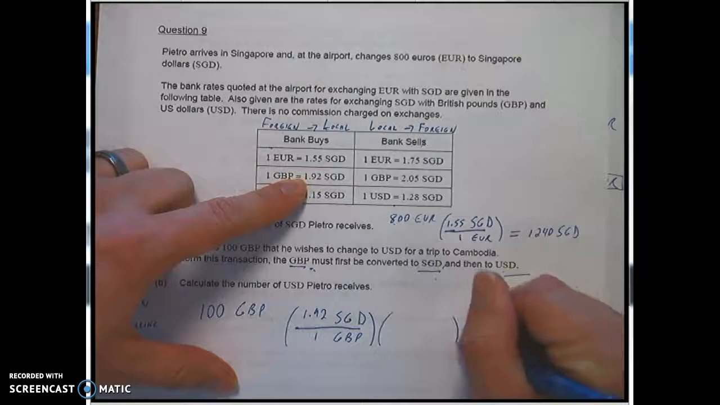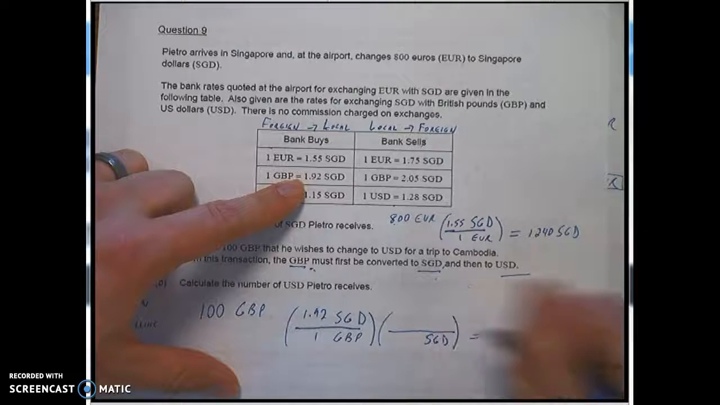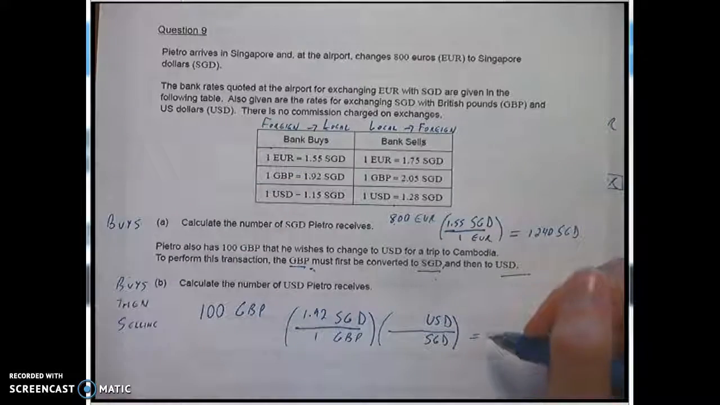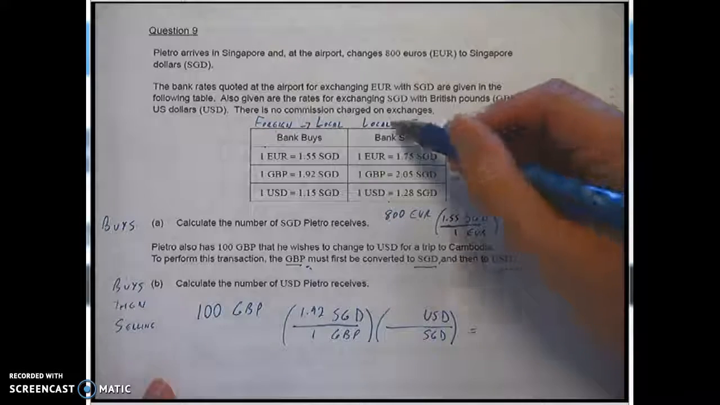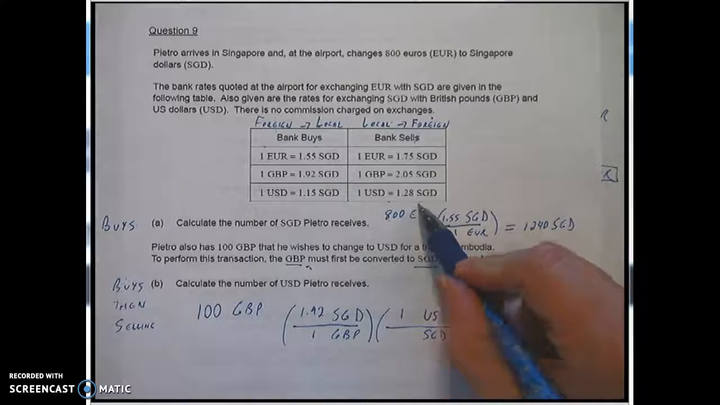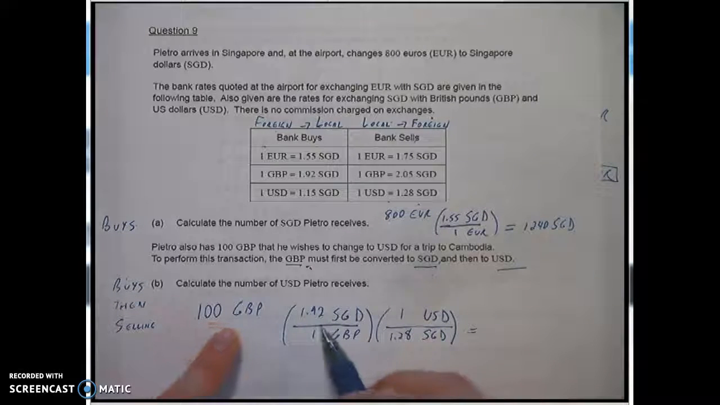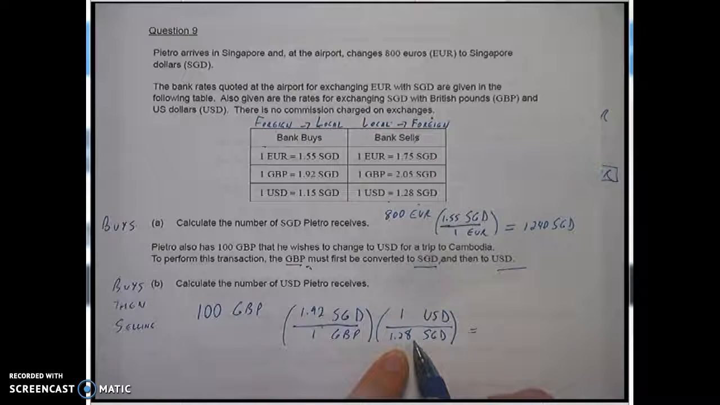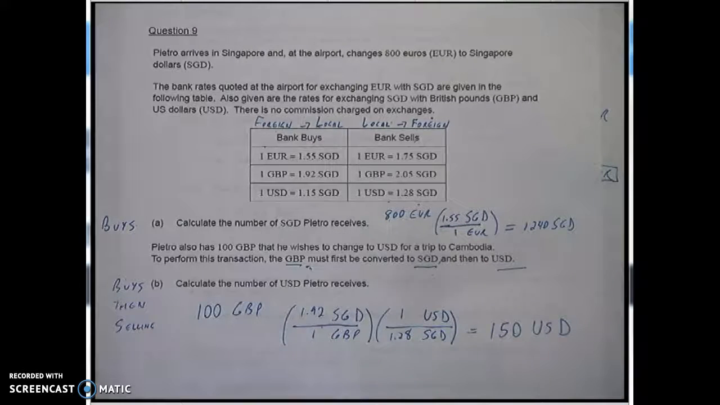Now in the second step, I've already canceled out Great Britain pounds, so I know I'm going to cancel out Singapore dollars for US dollars. So I want to use the exchange rate for US dollars and Singapore dollars, but this time I'm using the selling rate because now I'm going from local currency to foreign. So I know for every 1 US dollar, I'm getting 1.28 Singapore dollars. So the mathematics here is we're multiplying 100 times 1.92 and then dividing it by 1.28. When you do that, you get 150 US dollars. So that one is a little complicated, but hopefully you understand the logic.